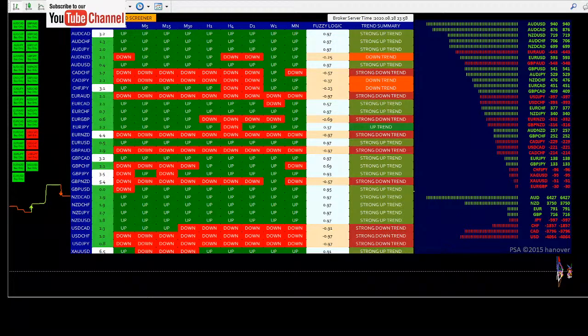EU's taking some time. We have 10 minutes left until the candle closes.